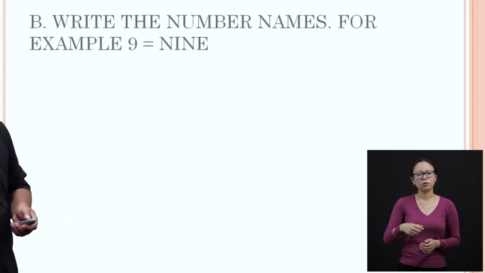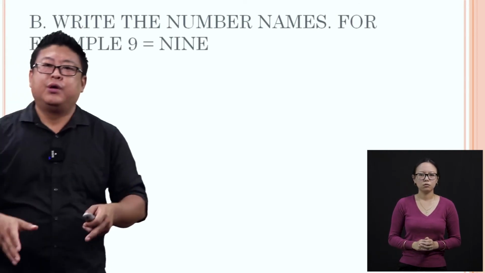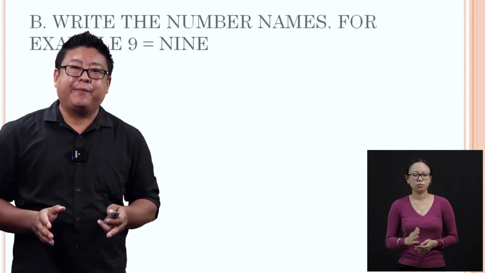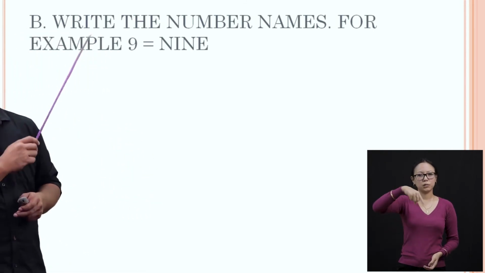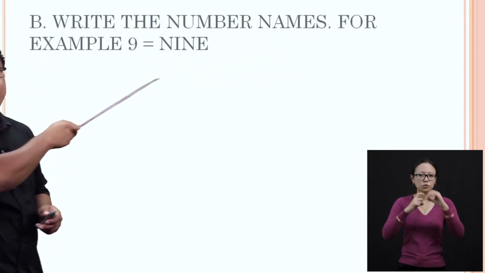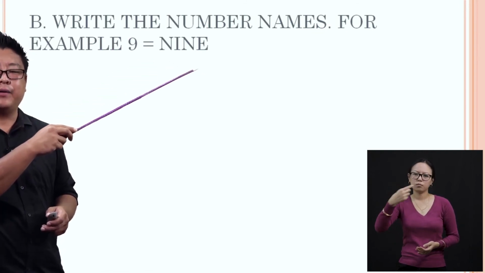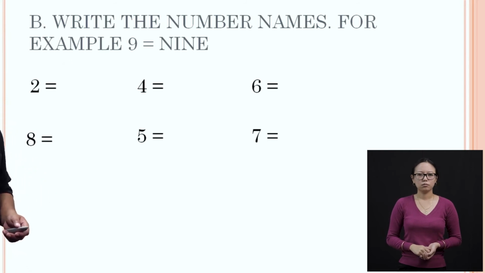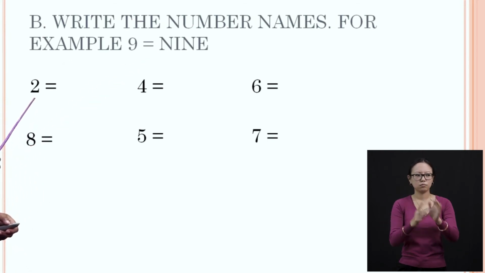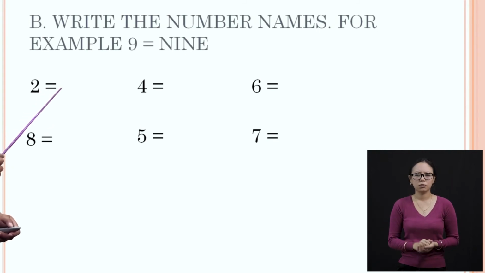Now let's look at a different exercise again. We will do just the opposite now. The number will be given to us and we have to write its name. Okay. So the question is write the number names, for example 9 is equal to 9, NINE. Okay. So here are the questions. Here it is given as 2. We have to write its name.